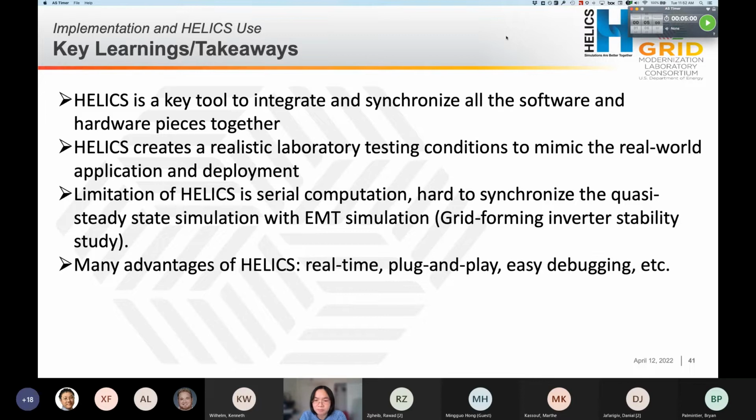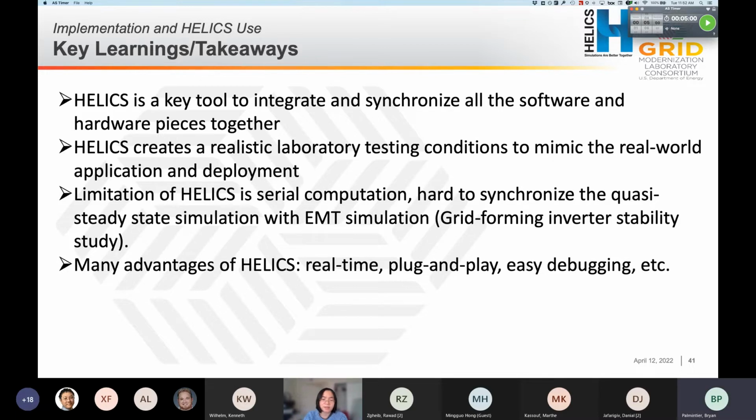And I see another person presented how Helix has integrated PSCAD and GridLAB-D together. I'm really interested to see how they can solve the problem of the delays and make the EMT simulation work with a small time step, and also how they can make this simulation run in real time. So these are the interesting things I want to learn from others.